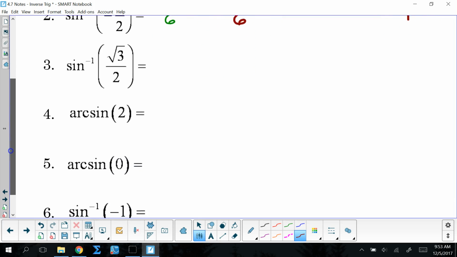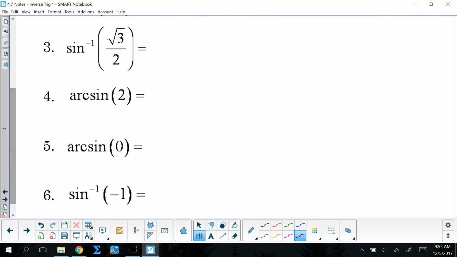Find me those 4. Plenty of time. Inverse sine of square root of 3 over 2. Pi over 3. In my range, right half of the circle, pi over 3. Arc sine of 2. Where on the unit circle is sine equal to 2? On the right half.